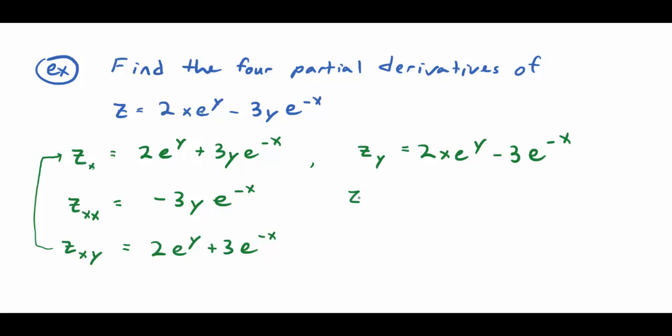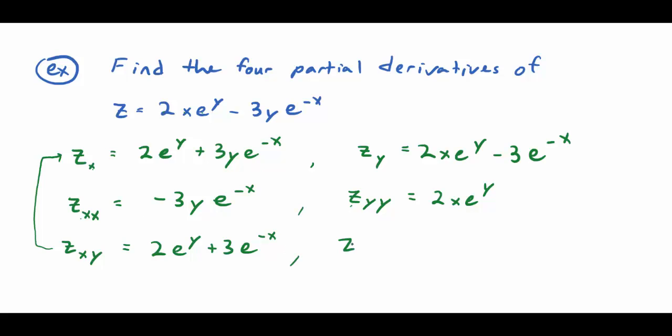Now let's do the second derivative with respect to y. So just take what we just had and take its derivative with respect to y. What would that be? 2x e to the y. Negative 3 e to the minus x with respect to y is a constant, so its derivative is 0. So notice z sub xx, z sub yy not equal, right?